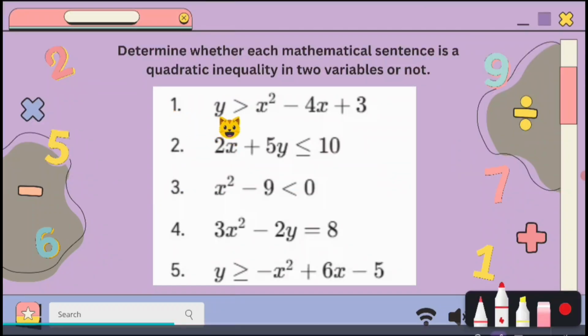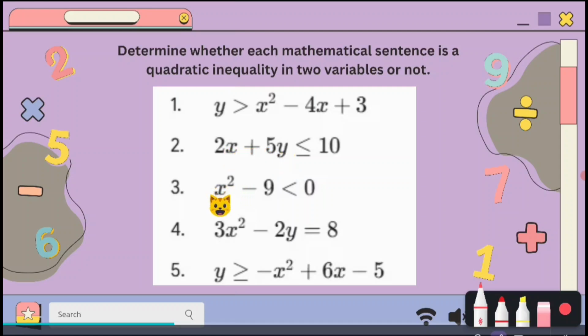For number 1, y is greater than x squared minus 4x plus 3. As you can see, in this example, it has two variables which is yung y at saka yung x. At ang kanyang highest exponent ay 2 or the highest degree is 2. That means number 1 is a quadratic inequality. For number 2, we have 2x plus 5y is less than or equal to 10. Dito sa number 2, we have x and y, two variables. But as you can see, ito ay in the first degree kasi wala tayong exponent na 2, which means this is not a quadratic inequality.